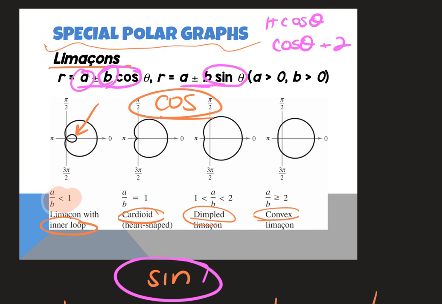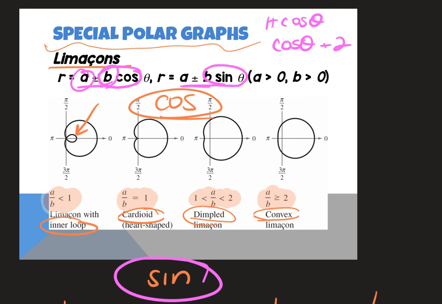then it's an inner loop. If A over B is equal to 1, then it's a heart. If A over B is in between 1 and 2, then it's a dimpled one, or the kidney bean shape. And if A over B is greater than or equal to 2, now it's convex.